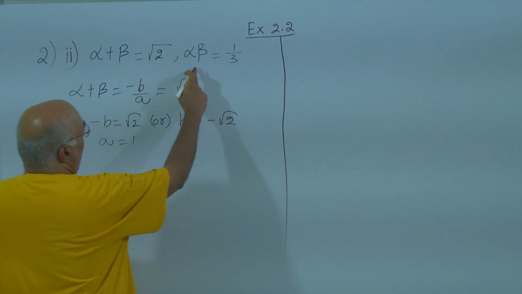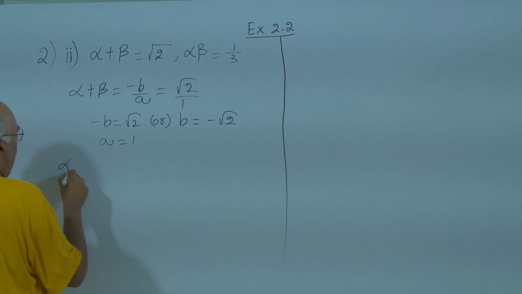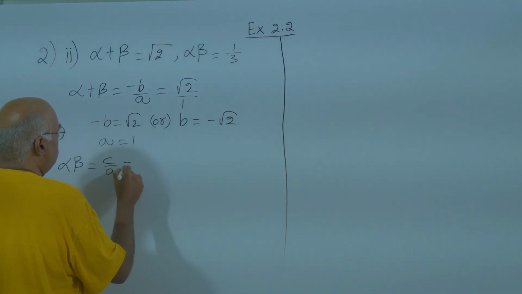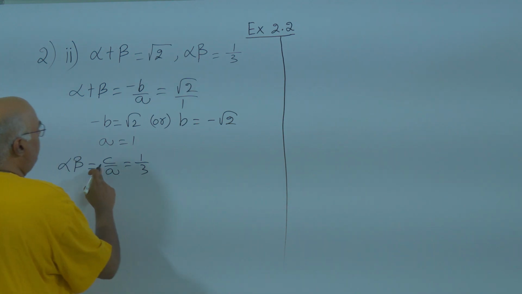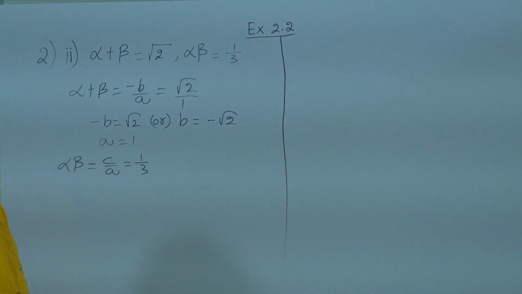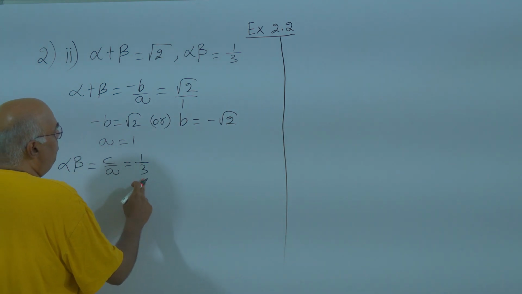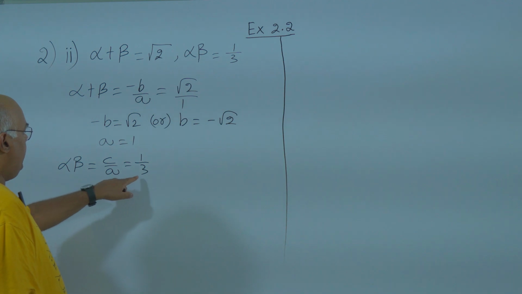Now it is given that alpha beta, that is the product of zeros, is equal to 1 by 3. We know that alpha beta is equal to c by a. This is given as equal to 1 by 3. If you compare the numerator and denominator, in the denominator we have 3, but we already got the value of a is equal to 1. So a cannot be 3.